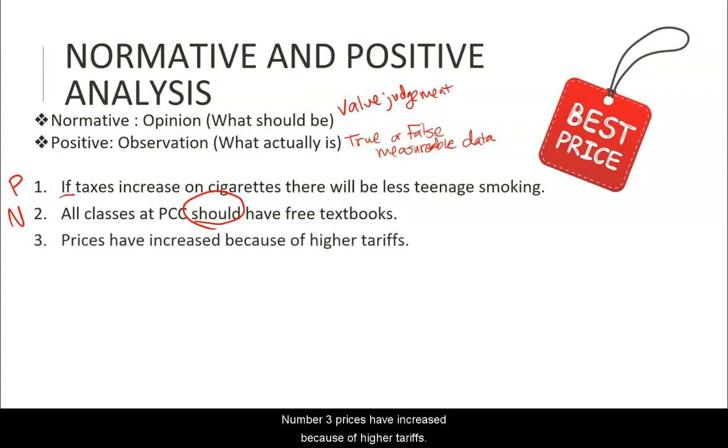Okay. Number 3, prices have increased because of higher tariffs. This is a positive statement. Okay, we can actually measure that. We can look and see what has happened with prices. We can look and see what has happened with tariffs. We can run data analyses, some regressions, right? See what happens and know if that's true or not. So it could be true, it could be false, but it's something that we can observe and measure.